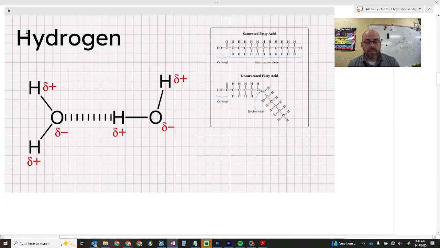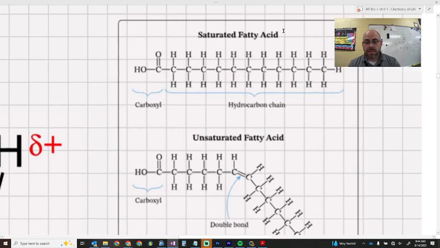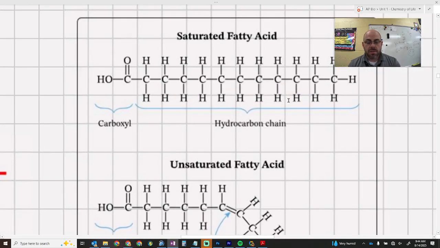Hydrogen, very prevalent in molecules. Forms bonds with carbon a whole lot, and a lot of times you'll see these called hydrocarbons, hence the name, hydrogen, carbon. And hydrocarbons represent a lot of energy. This gives structure, stability to organic molecules.